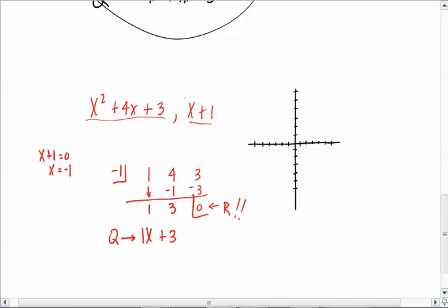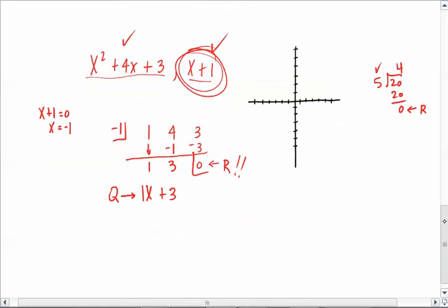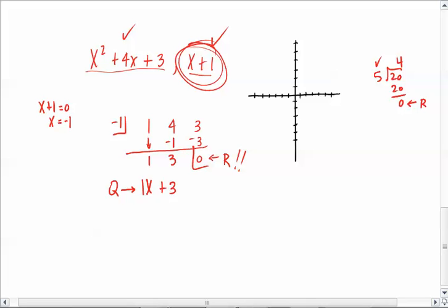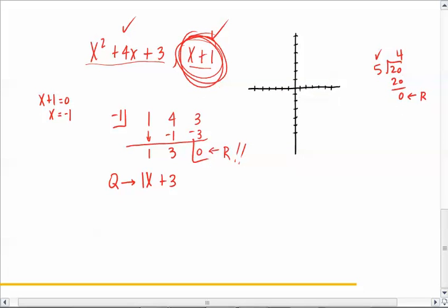It means that this was really a factor, right? If I say, hey, does 5 go into 20? Yes, it does. Look, my remainder is 0. That means that 5 really was a factor of 20. So that means that this really was a factor of this. If this really is a factor, I'll say it this way.